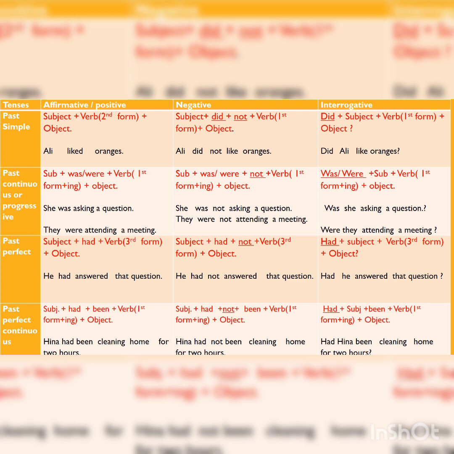In the past perfect tense, the structure for affirmative sentence is subject plus had plus third form of verb plus object. For example, he had answered that question.